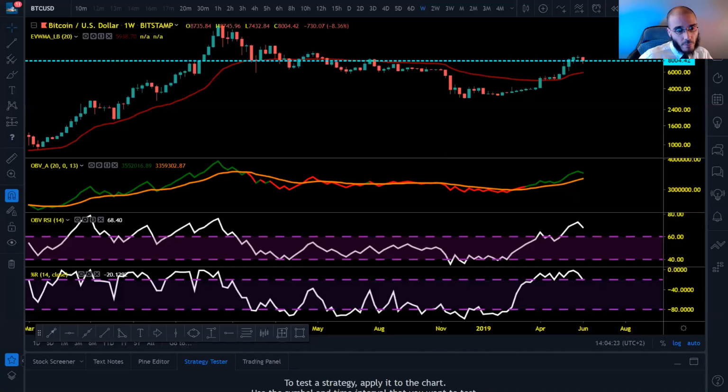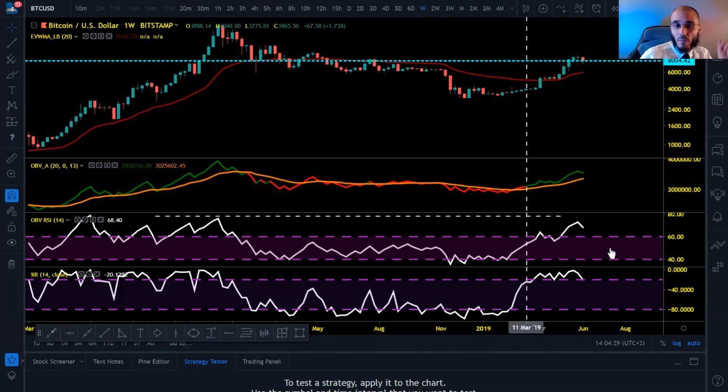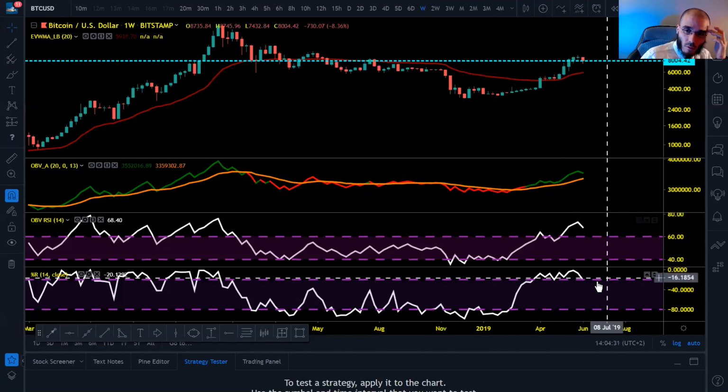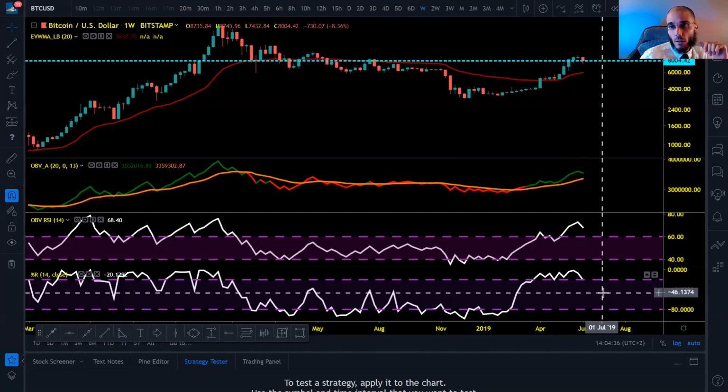And the 1 week, is everything positive? Yes, it is, but be aware we are overbought, and it looks like we are on percentage error breaking down, which is an indication that price should go lower.